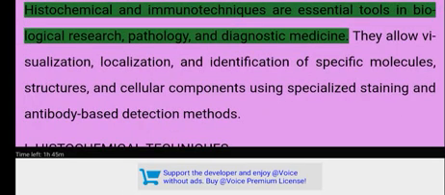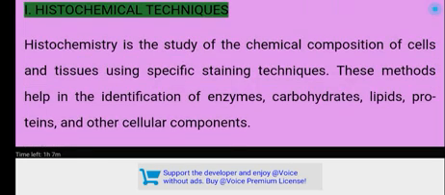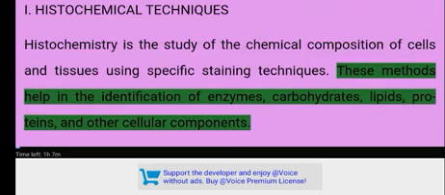Histochemical and immunotechniques are essential tools in biological research, pathology, and diagnostic medicine. They allow visualization, localization, and identification of specific molecules, structures, and cellular components using specialized staining and antibody-based detection methods. Histochemical techniques: histochemistry is the study of the chemical composition of cells and tissues using specific staining techniques. These methods help in the identification of enzymes, carbohydrates, lipids, proteins, and other cellular components.